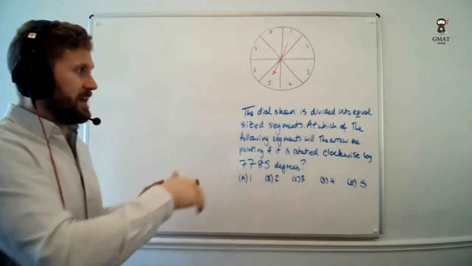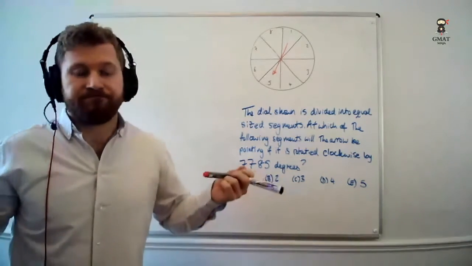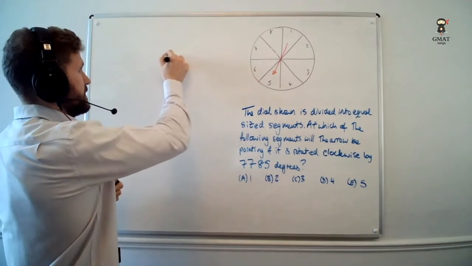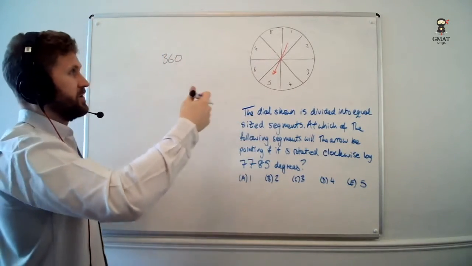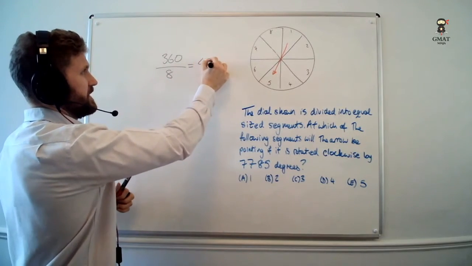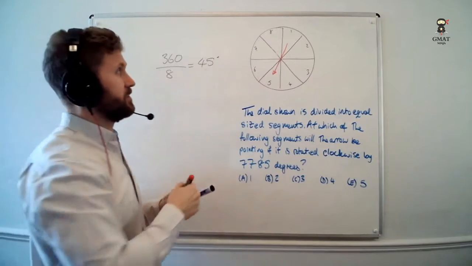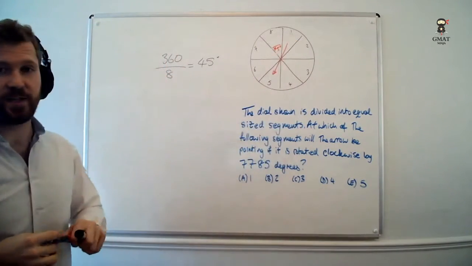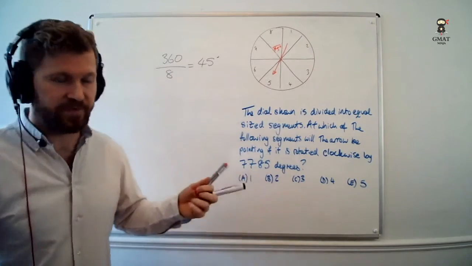To begin with, we know the dial is split into equal segments. So let's figure out how big each segment is. There are 360 degrees in one full turn of that circle. The dial is split into 8 segments. So each segment's going to be 45 degrees, which we can put onto our diagram there. We know that they're all the same, 45 degrees each.